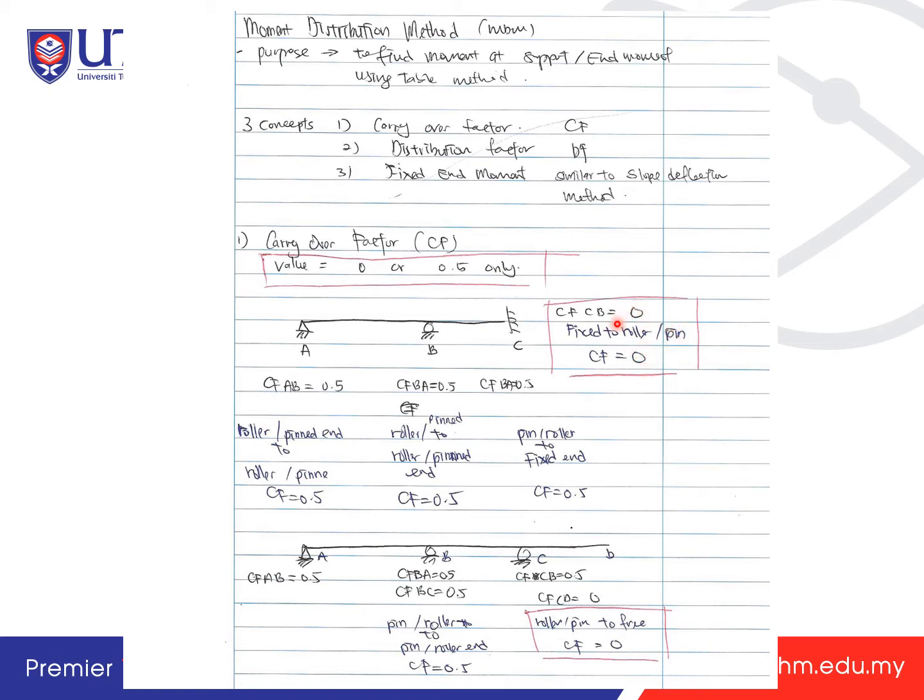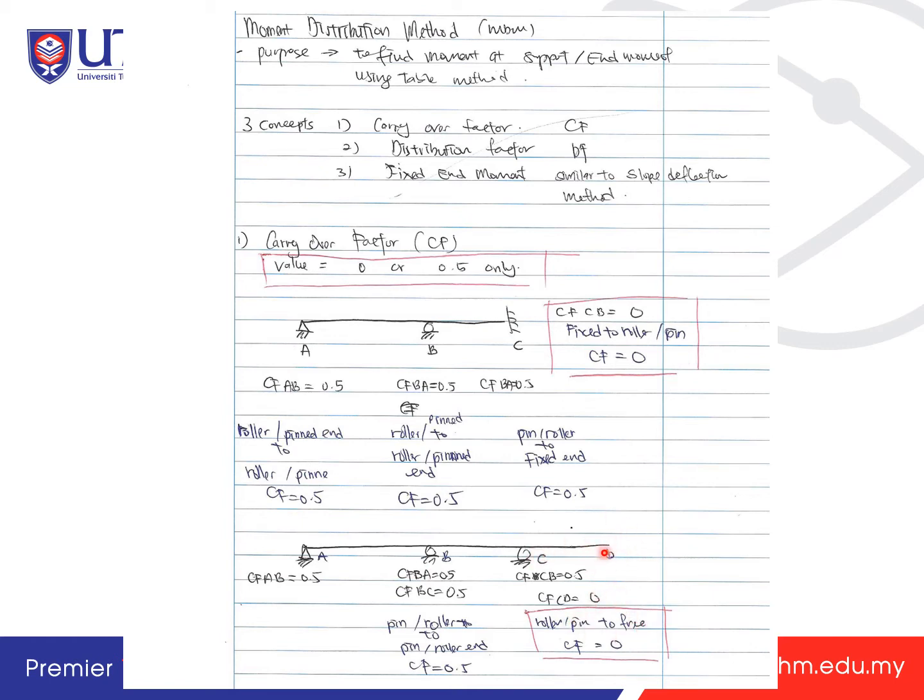So 0 and 0.5. Here is another example: A to B, pin end to the roller, you get 0.5. Same with this case. Then B to A, roller or pin in the middle to the roller or pin end, you get 0.5, and roller to roller you get 0.5 also. Then C to B is also 0.5 because it's pin or roller end to pin or roller. And then C to D, you will get 0, when it's to the free end side.